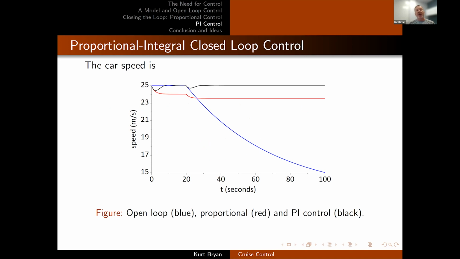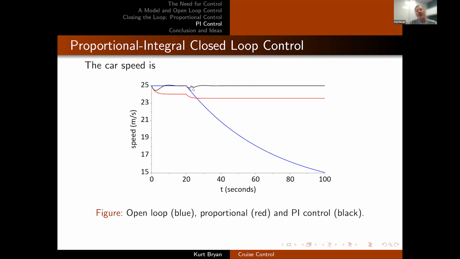Open loop control in blue, the original proportional control in red, and proportional integral control, PI control, in black. And look at what happens. Look at the PI control in black. It starts off at 25 meters per second, and like proportional control in red, it begins to sag a bit. But as the speed stays below the desired 25, that integral term begins to wind up and it increases the throttle and brings it back to 25. And in fact, you can show asymptotically that it will bring it back to 25 meters per second. It will stabilize at the desired value.